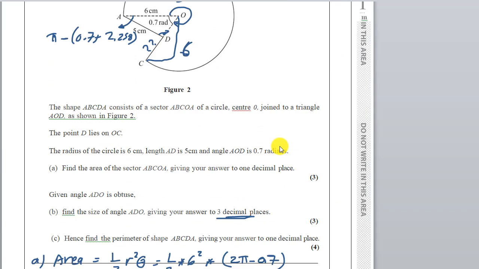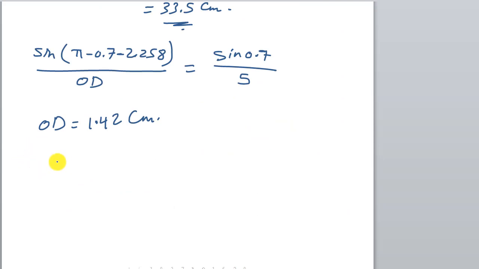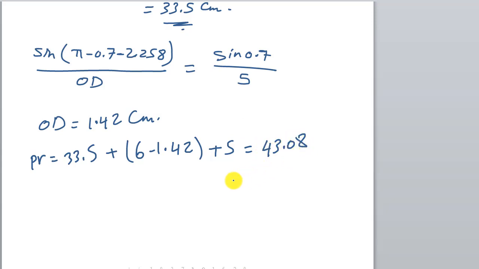So now this line here is 1.42. So the remaining CD is equal to 6 minus 1.42. So now the total perimeter is equal to the sector plus 6 minus 1.42 plus 5. So I can write the perimeter equal to 33.5 plus 6 minus 1.42 plus 5. So it is equal to 43.08. And this is the perimeter.